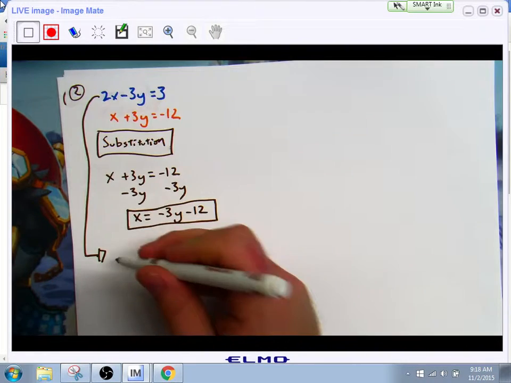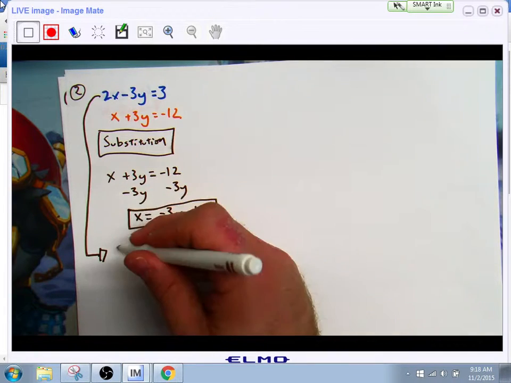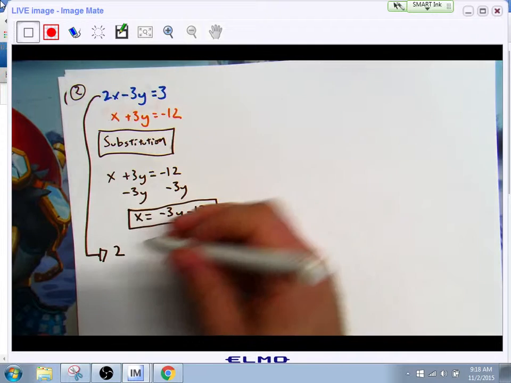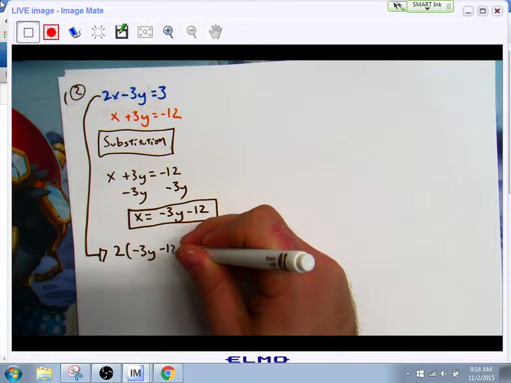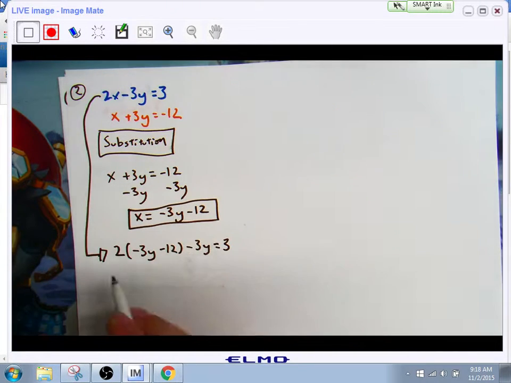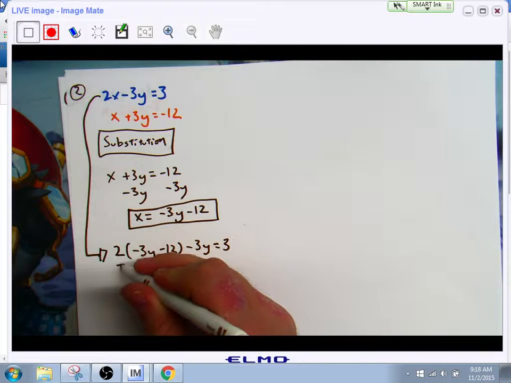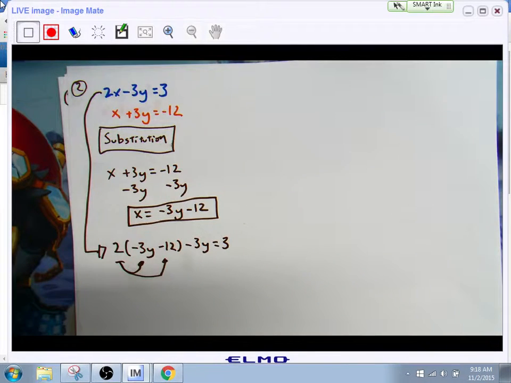I'm using substitution, yes. So 2, and now instead of this x, I'm going to write what x equals. In this case, it's negative 3y minus 12, subtract another 3y equals 3. I'm going to distribute my 2. Do I need to slow down a little bit? Yeah. Okay. I'm going to slow down a little bit. From here, I need to distribute that 2 into that parentheses.